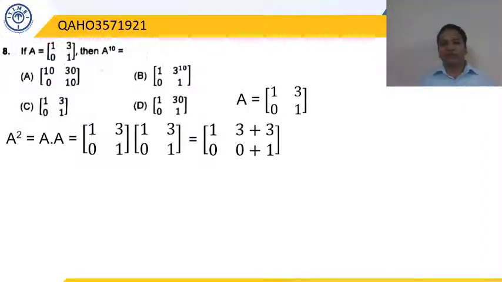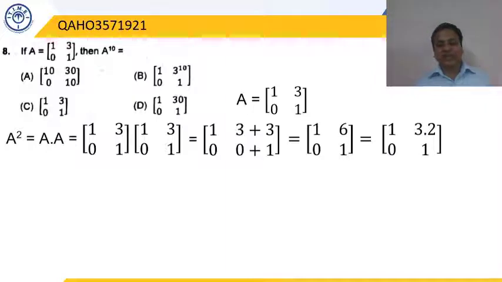We have done the multiplication twice. The question is asking for 10 times. So it's 1 6 0 1. To try to match an option, 6 can be written as 3 into 2. It cannot be written as 3 to the power 2. So choice B goes out. And the rest is 1 0 1.